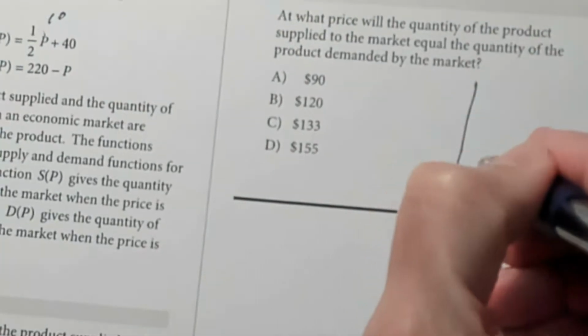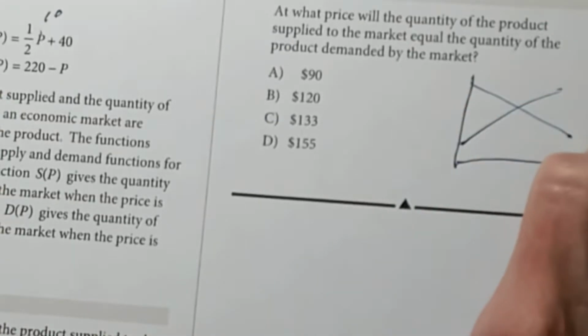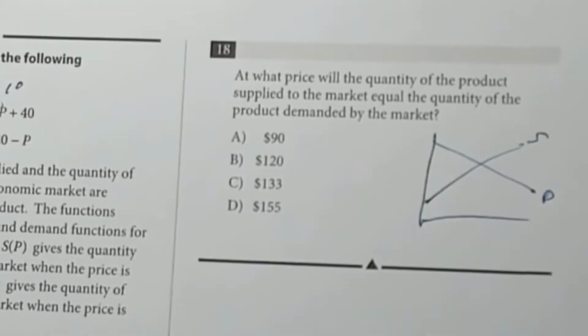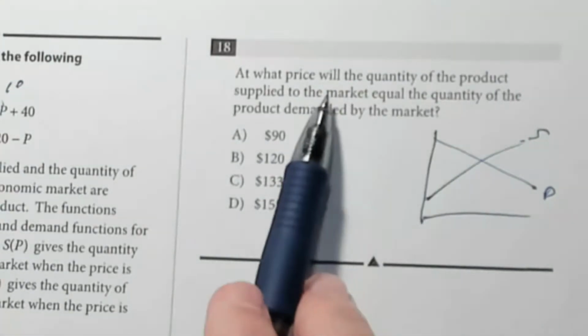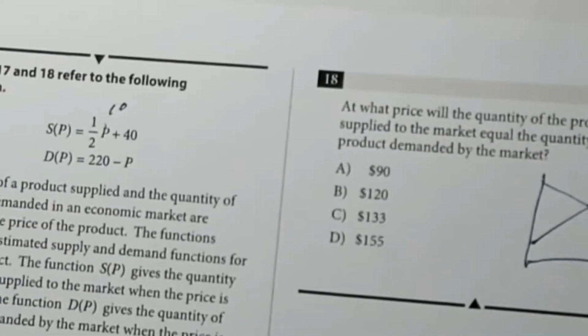Again, we got our graph. It looks something like this. You know, supply, demand. We got supply here, we got our demand here. Okay. At what price is the quantity supplied equal? So they just want to know where these crisscross. Well, that's where the equations are equal.